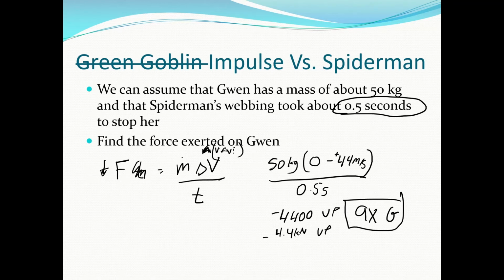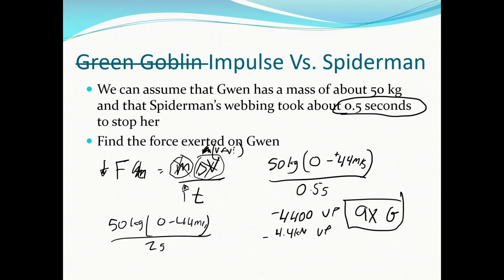Well, we can't do anything about her mass, right? She's 50 kilograms, and we can't do anything about her change in speed, right? If she falls from there, she's going to be going 44 meters per second, and we're going to stop her. So we can't do anything about that, but what we can do is something about time. So if I want to decrease my force because they have an inverse relationship, I need to increase my time, right? And if I go 50 kilograms times 0 minus 44 meters per second, and let's say I make her stop in 2 seconds.